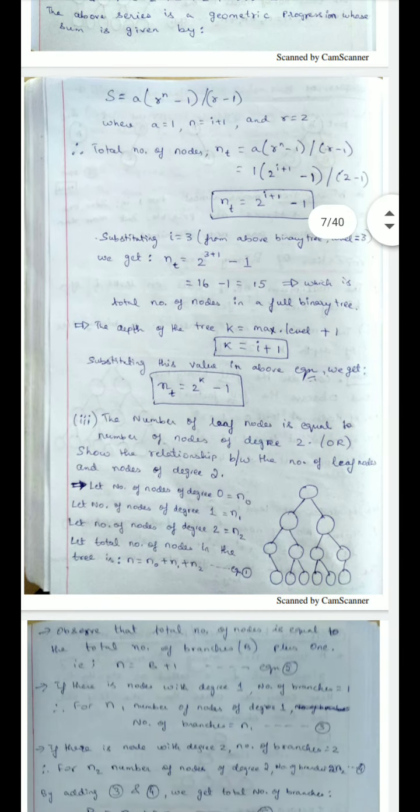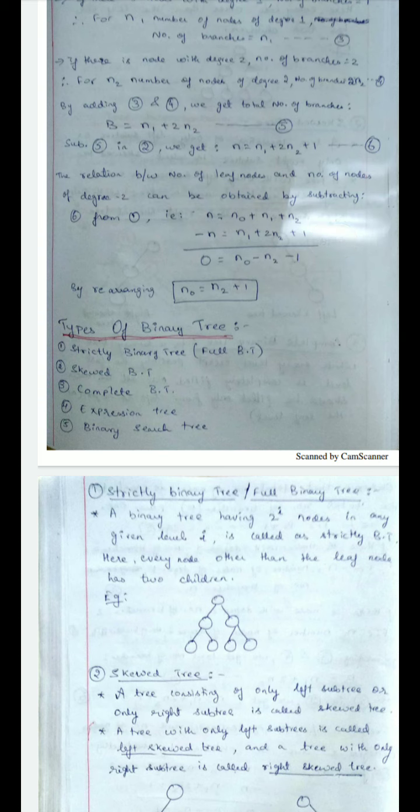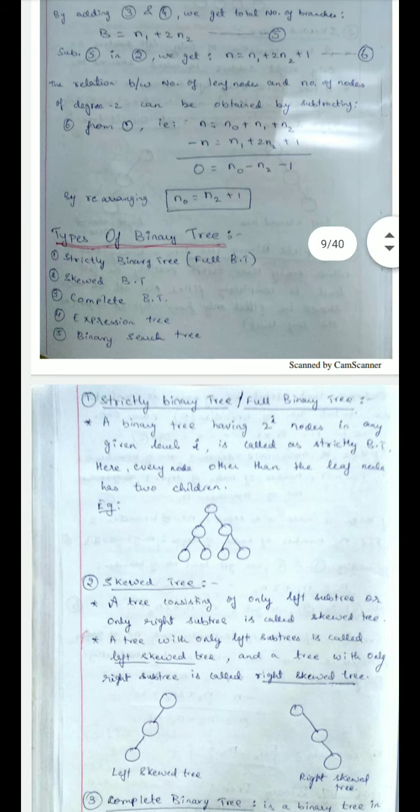Okay, next, this is the representation. Next, which are the different types of trees you have? So there are 5 types of trees: strictly binary tree, skewed binary tree, complete binary tree, expression tree, binary search tree. So we'll see only the first 3 in detail. Strictly binary tree, it is nothing but what? A binary tree in which all nodes other than the leaf nodes have 2 children. That is called as what?